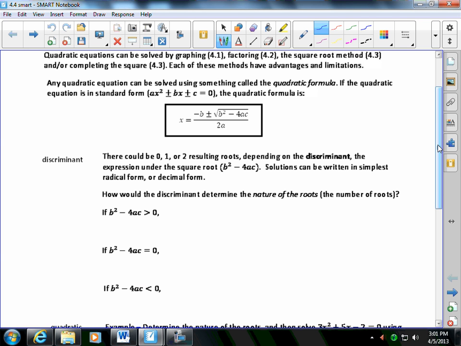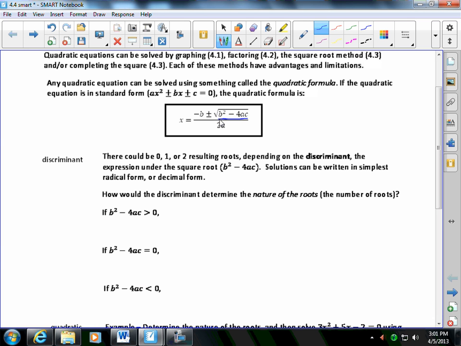So we know from 4.1 that an equation can have 0, 1, or 2 possible results, and that depends on our discriminant. And the discriminant is just the area under the square root. It's the b squared minus 4ac. So this little bit right here is called the discriminant. Solutions can be written in simplest radical form or in decimal form.